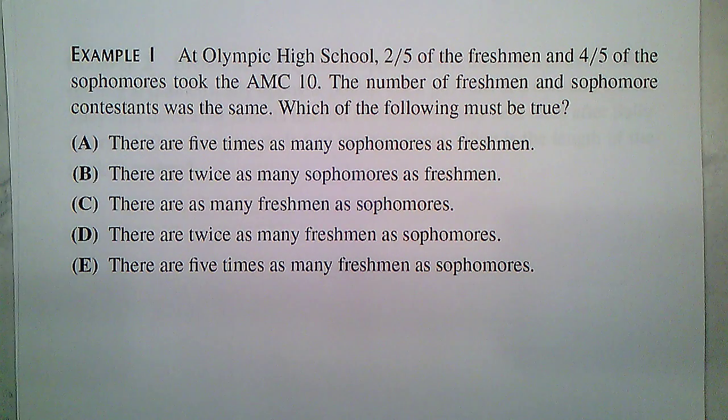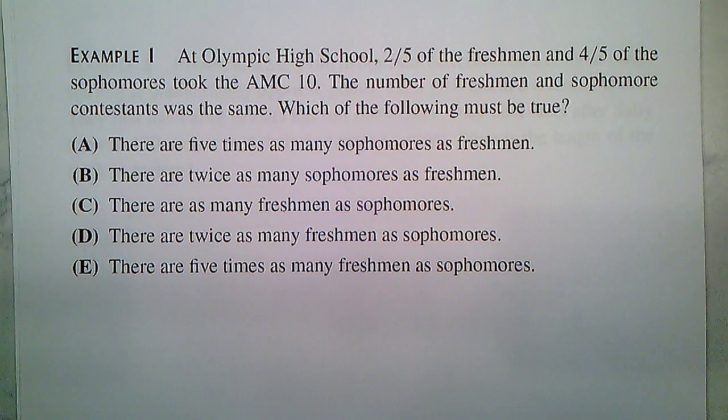All right, so what does this say? Example 1. At Olympic High School, 2/5 of the freshmen and 4/5 of the sophomores took the AMC 10. The number of freshmen and sophomore contestants was the same. Which of the following must be true? A, there are 5 times as many sophomores as freshmen. B, there are twice as many sophomores as freshmen. C, there are as many freshmen as sophomores. D, there are twice as many freshmen as sophomores. E, there are 5 times as many freshmen as sophomores.